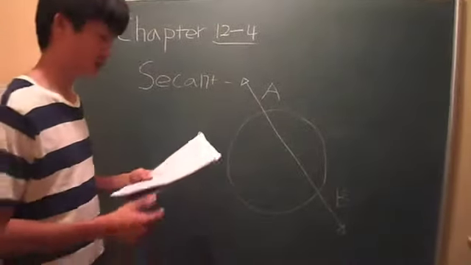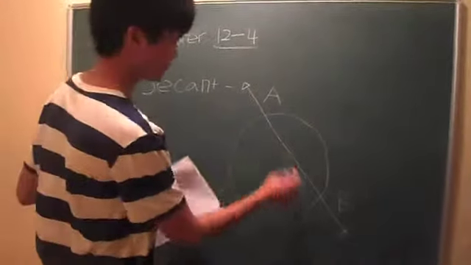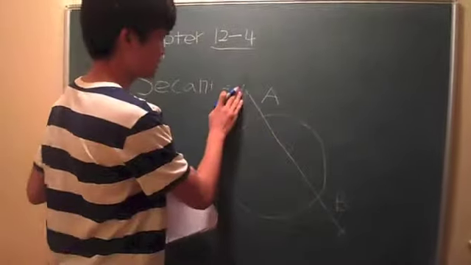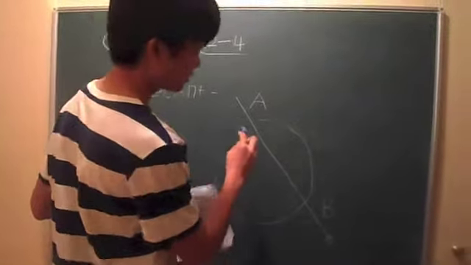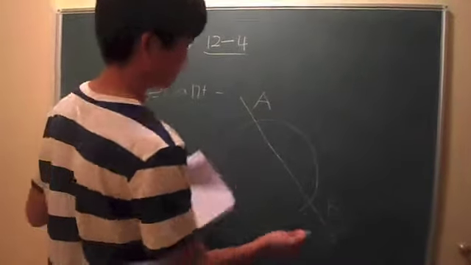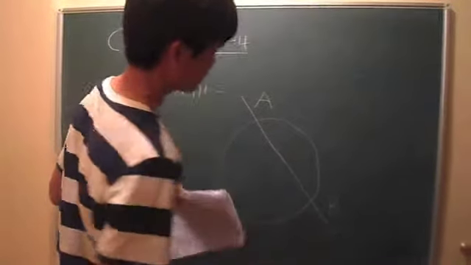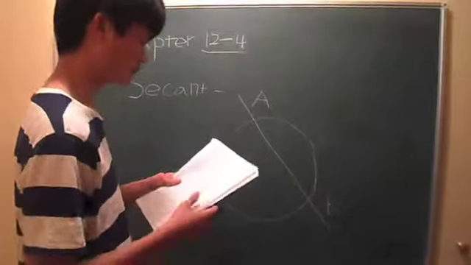A secant is a line that intersects a circle at 2 points. When I erase this, it's still going to be a secant, which is going to be a ray AB. And then if I erase this, it's going to be segment AB.